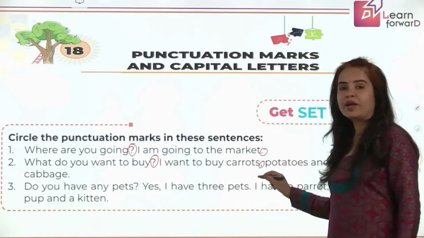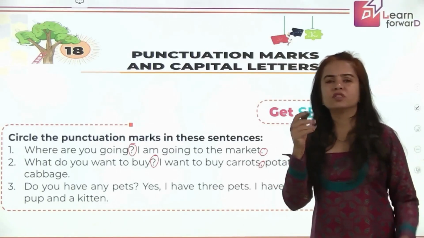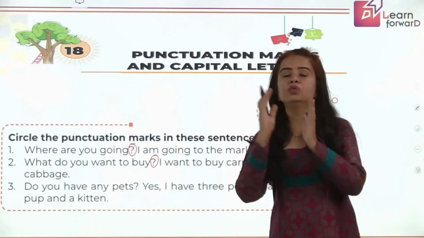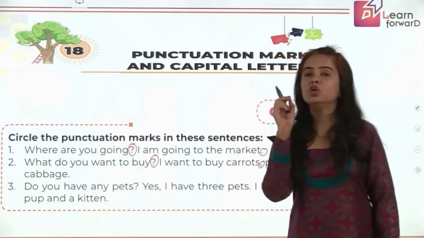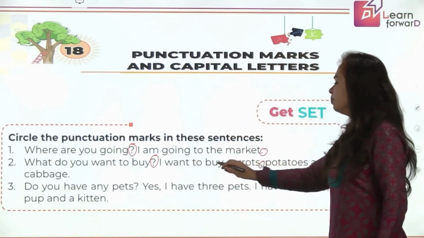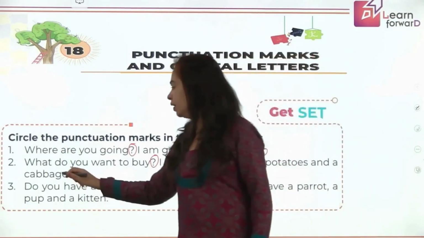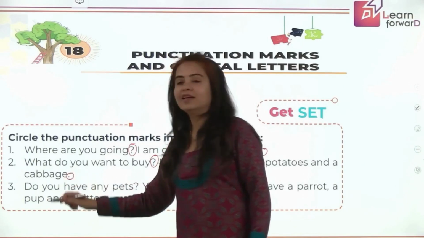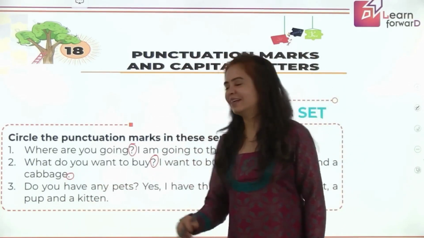You have already done this. You put this quite often. We must know the use also when we have to give a small pause. When there is a list and you just give small pauses when you are reading out that list, you use comma. So, I want to buy carrots, potatoes, and a cabbage. Here your sentence ends, and again it's a punctuation mark. Next, do you have any pets? Question mark.